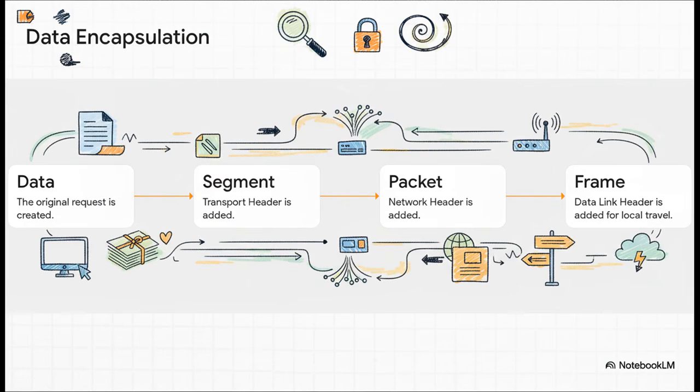So, this key process is called encapsulation. And honestly, the best way to think of it is like putting a letter inside a series of envelopes. You start with your raw data. That's your letter. The first layer wraps it up and turns it into a segment. The next layer adds another wrapper with the destination address, turning it into a packet. And finally, the last layer puts it in one more envelope called a frame, which has instructions for just the very next stop on its journey. Each layer adds a new set of instructions.